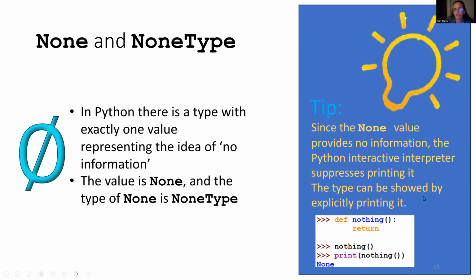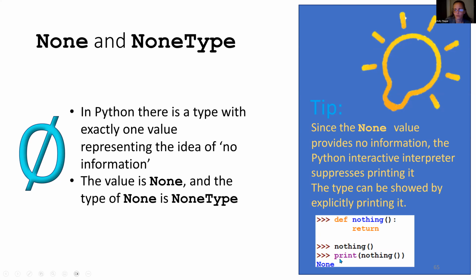Since the none value provides no information, the Python interactive interpreter suppresses printing it, which can be very confusing, especially to people who are just getting started with programming, because you say, oh, Professor Thayer, you were wrong. Look, here's my function, def nothing, and I returned it, and I call my function, and there's nothing here. So Professor Thayer, you were wrong. It didn't return because it didn't actually show anything, right? And when I run things interactively, it always prints them onto the screen. Well, if it's none, it's not going to.